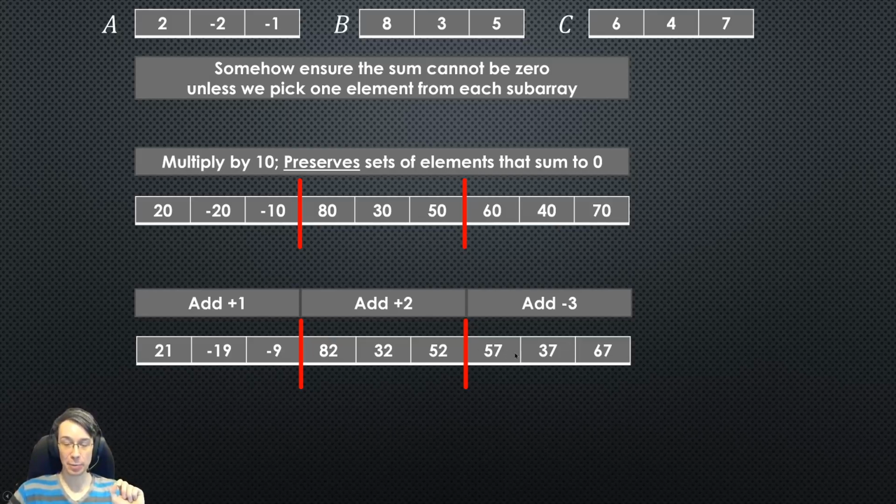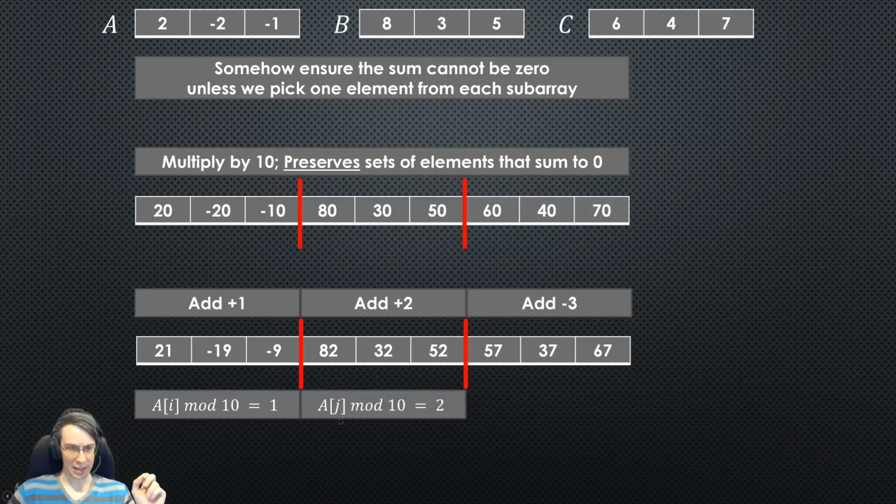And we're going to add -3, or subtract 3, from each of the elements of subarray C. Okay, well, how does that help us? Well, note that A of I mod 10 is 1 for something in the A subarray. So mod 10, it's 1. And A of J, well, this is a poor choice; I shouldn't have used A here. I should have used B. So B of J mod 10, something in this B subarray, is 2 mod 10, right? And then really this should be C of K mod 10. So something in this C subarray taken mod 10 is going to be 7.